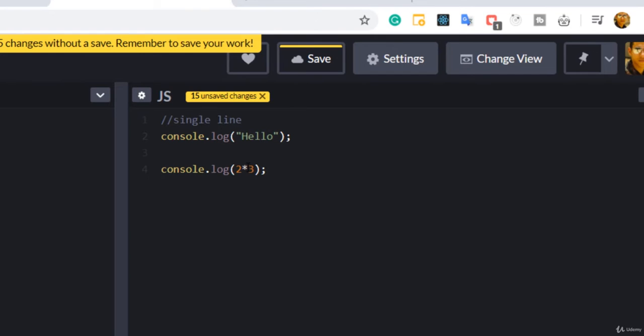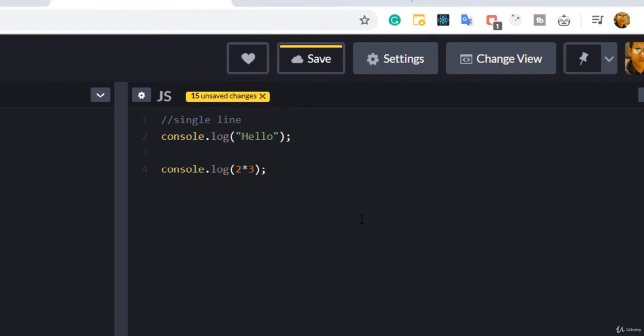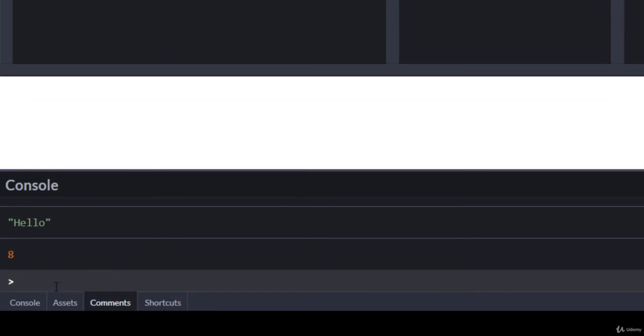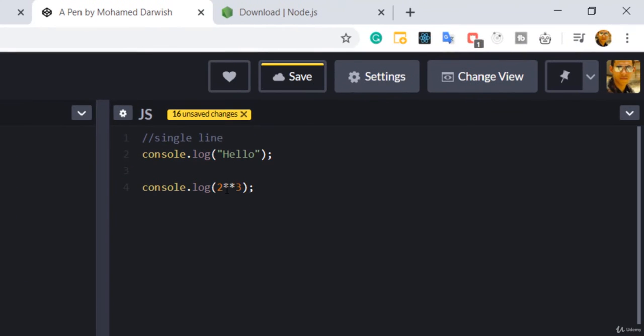And what about if we put two multiply operators like that, 2 ** 3? See, it gives me 8. Why is that? Because the double multiply operator in ECMAScript 8 means power. So that one is 2 to the power 3, which equals 8. Perfect. Alright, so let's continue.